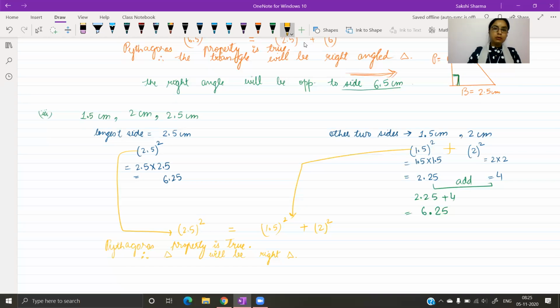And now can you tell me where the right angle will be? If the triangle is a right triangle, where would you find the 90-degree angle? Ma'am, opposite 2.5. Opposite to 2.5. Very good.